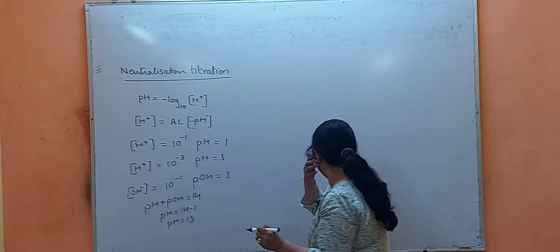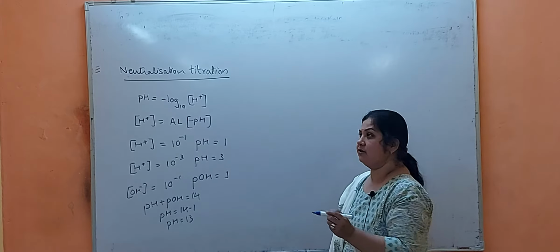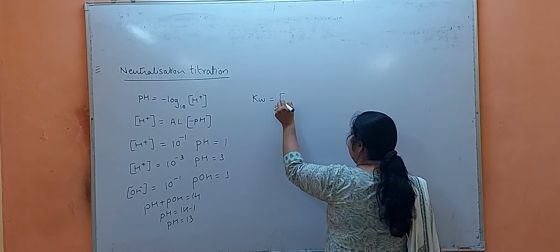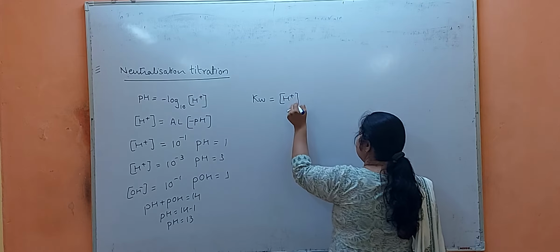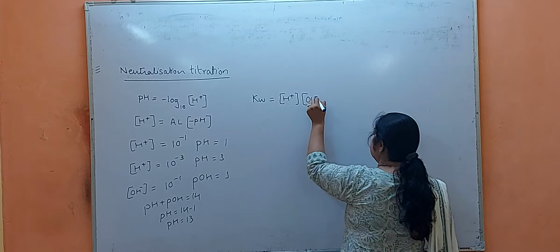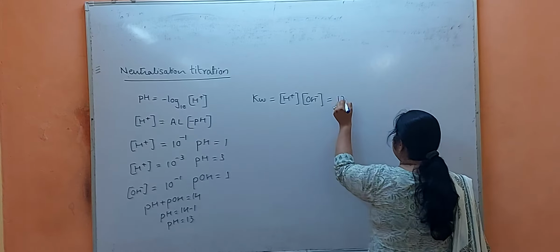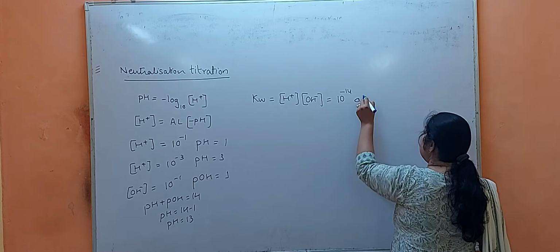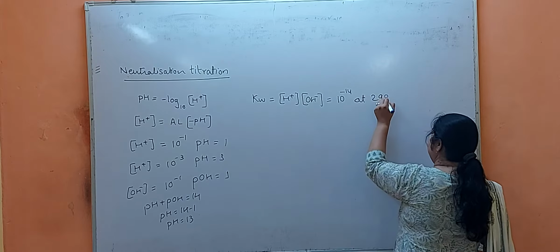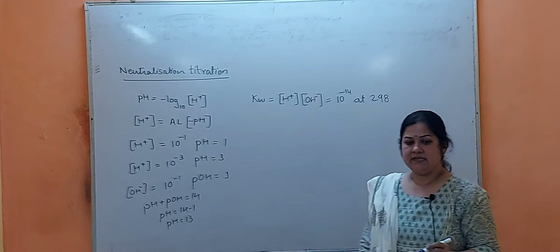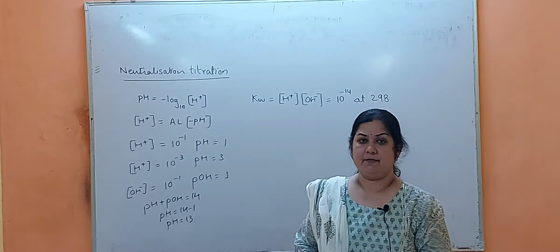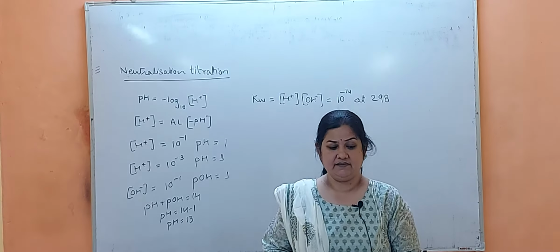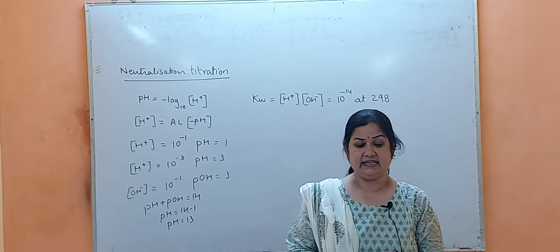Now also we know that the ionic product of water, that is Kw, is given by the H+ concentration into the OH- ion concentration. It is nothing but 10 raised to minus 14 at 298 Kelvin. Now for the determination of the endpoint, we have a suitable indicator, or we can use even the instrumental method that we will see later on.